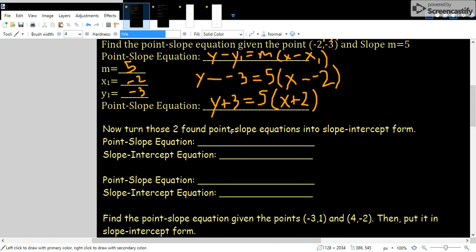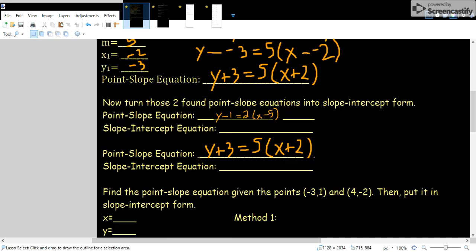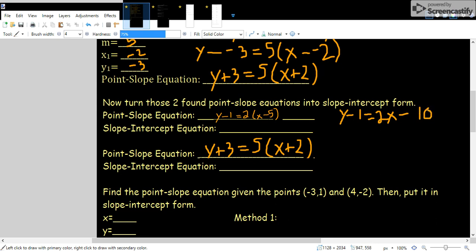Now let's turn those two found point-slope equations into slope-intercept form. So if we copy our point-slope equations from above, let's go ahead and solve for y. So on the first one, we'll put this off to the side. y minus 1 equals, let's distribute the 2 into each term. So 2 times x is 2x. 2 times -5 is -10. From there, we will add 1 to both sides of the equal sign. So y equals 2x minus 9. And that is your slope-intercept equation.